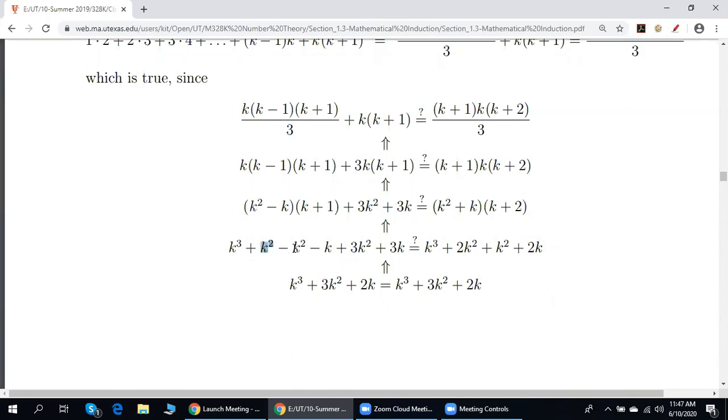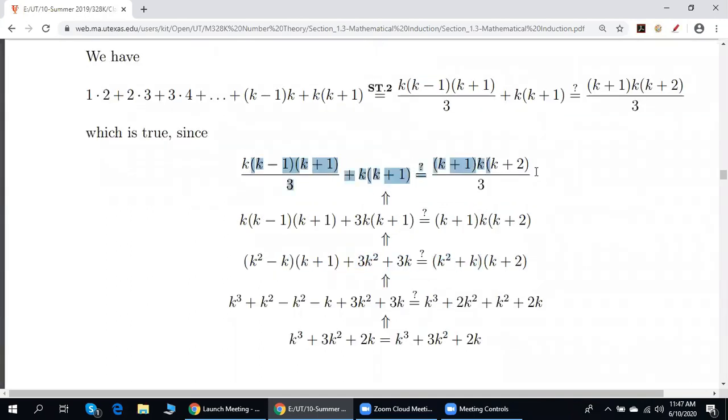k squared minus k squared, 0, plus 3k squared, 3k squared. Negative k plus 3k is 2k. Over here, 2k squared plus k squared is 3k squared. Obviously, this is true. This implies this, which implies this, and so on, which implies this.